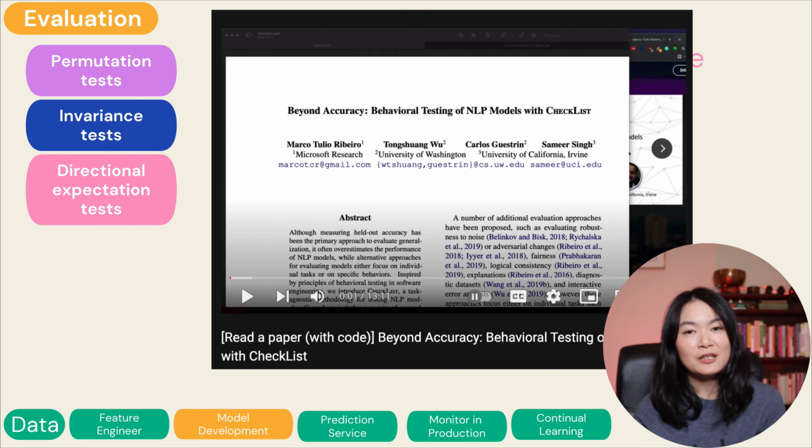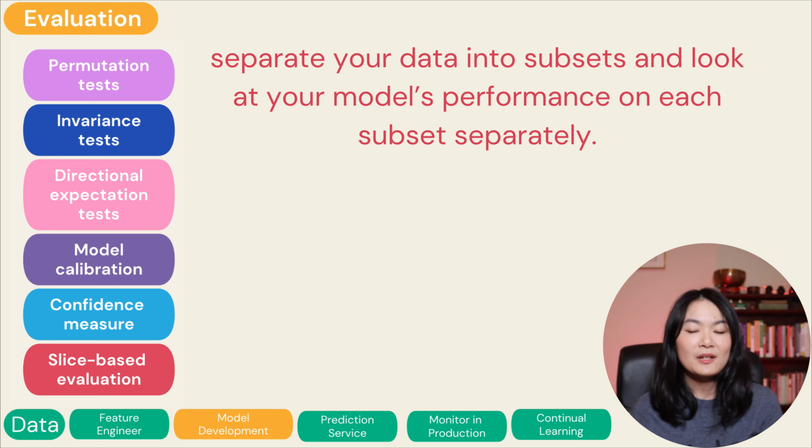I have made a video previously going through a paper in detail on those specific modeling behavior tests. I will link it in the description below. There are also other metrics like model calibration, confidence measures, and slice-based evaluation, which separate your model into subsets and look at your model's performance on each subset separately.